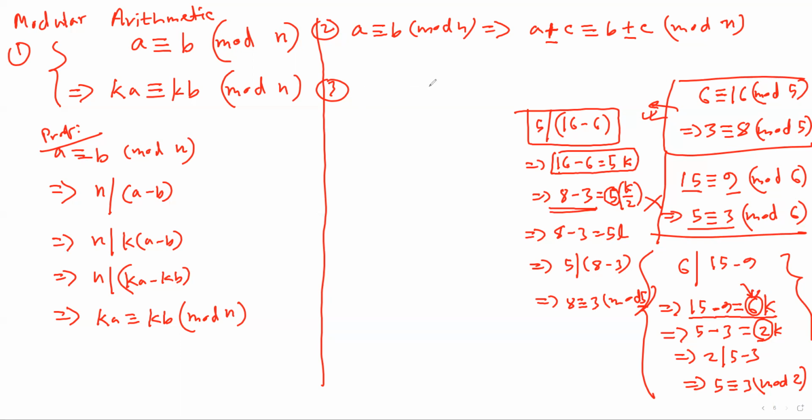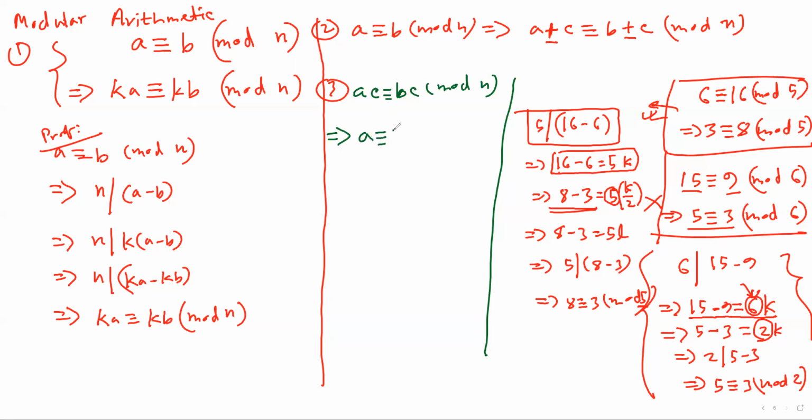So let me use another color to write this one. A is congruent to B mod, let's write differently. AC is congruent to BC mod N would imply, not BD, what am I writing? BC.